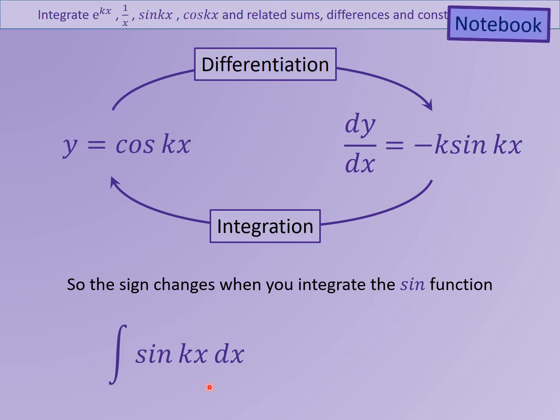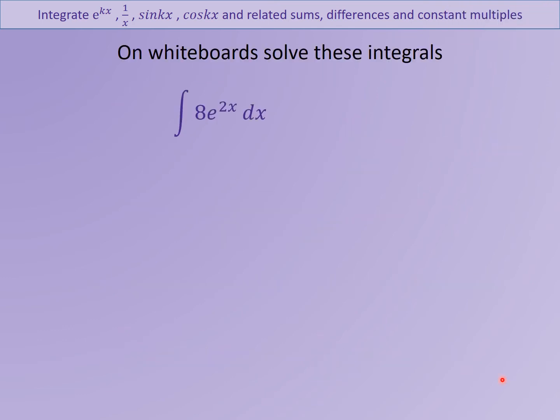So sine kx will go to minus 1 over k cos kx plus c. And does that make sense when you differentiate it? Yes, because cos changes the sign to minus, so therefore you get back to plus. Okay, right. Get the rule down before we move on in your notebooks. And let's have a quick go at some of these then. So pause when necessary until you've had a go yourself.